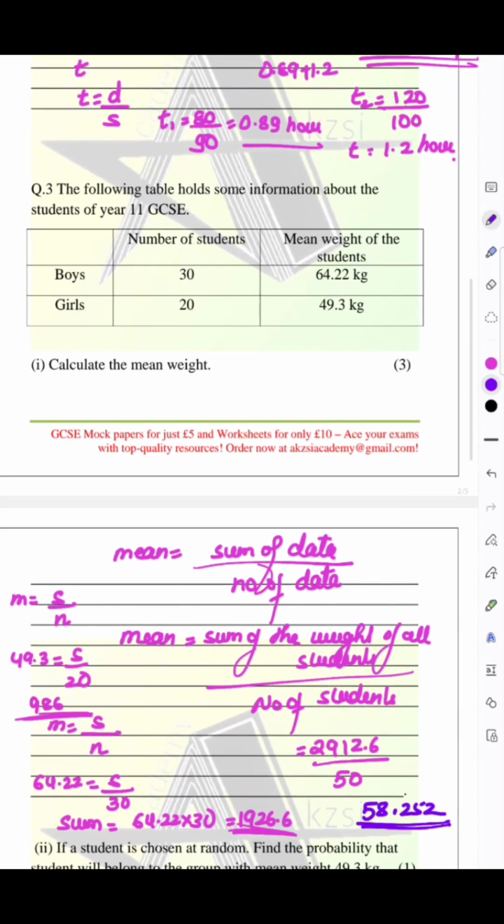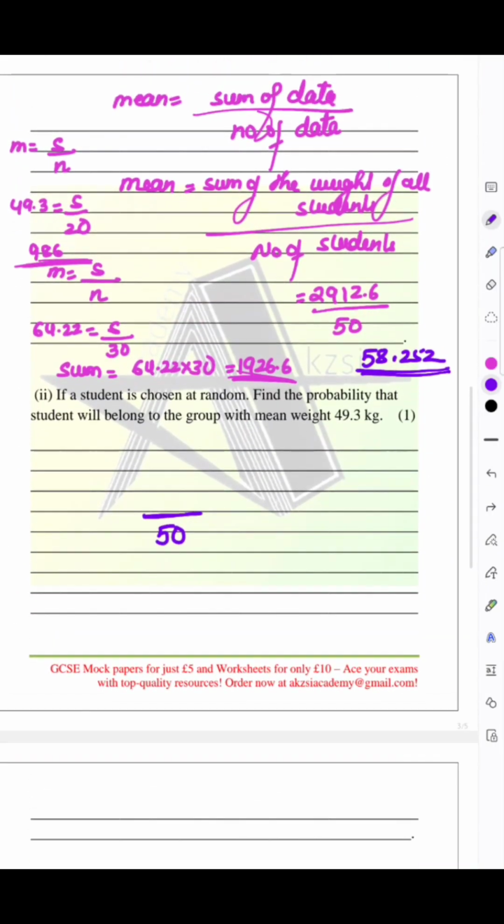So for 49.3, there are 20 people in that group out of the whole set of students, which is basically the 20 girls, and they fall under the group where the mean weight is 49.3. So obviously I can choose anyone from that group, and that gives me 2/5 as my probability, or I can divide and give my answer as a decimal, which is 0.4. Don't give your answer as a percentage. They're not asking you to find a probability percent. It's just probability.